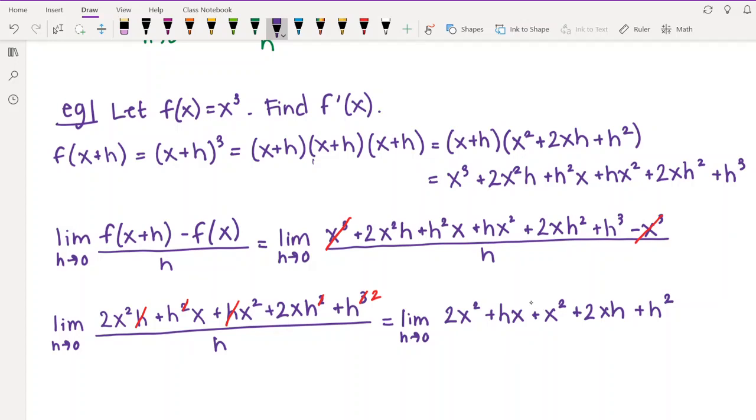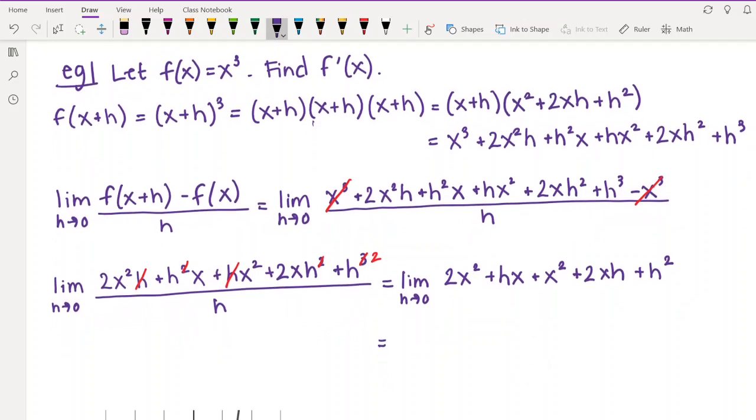So now we can plug in 0 for h, right? And so when we do that, looking through, the only parts that are actually going to stay are this and this, right? Because everything else has an h in it. So I just wanted to point that out. So we're going to be left with just 2x squared plus 0 plus x squared plus some more zeros, and then that gives us altogether 3x squared. So that tells us that the derivative function of x cubed is 3x squared.